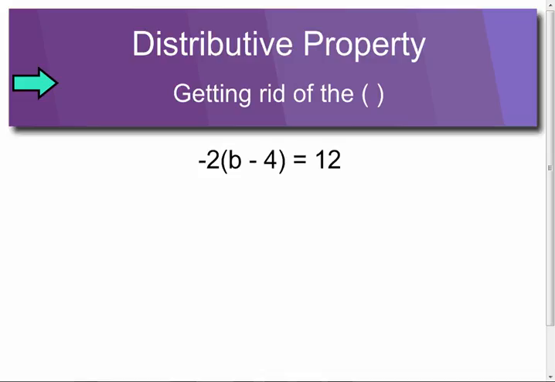I don't like the expression getting rid of, although we'll say it. We are going to eliminate the parentheses. One class, years and years ago when I first started teaching, I think I said, get rid of the parentheses. You know what they did? They took their pencil out, and they took their eraser, and they erased the parentheses. I go, can't do that.